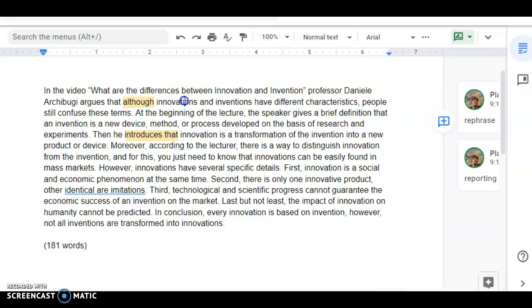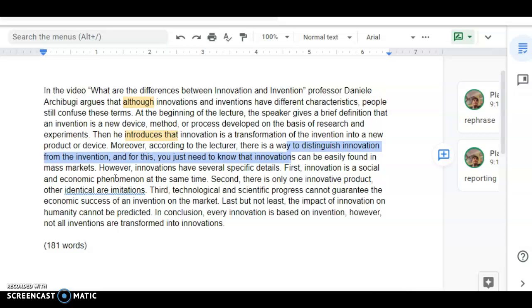So here, if we said in the beginning, he argues that there are some crucial distinctions between inventions and innovations, then it's supported by this, right? So actually it kind of nicely fits.